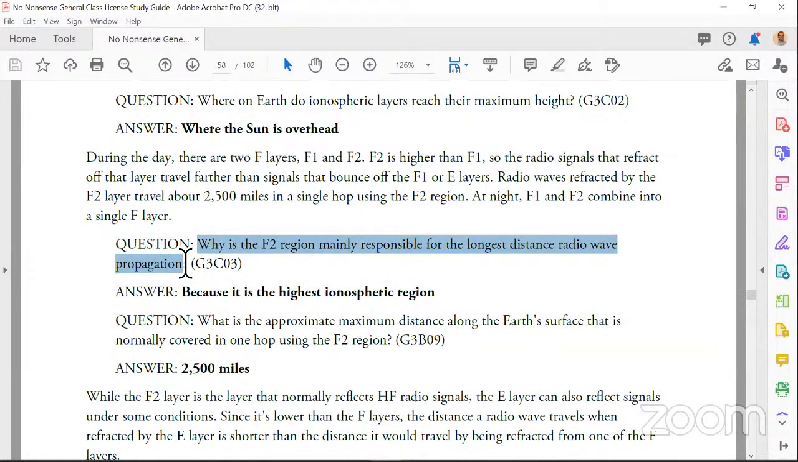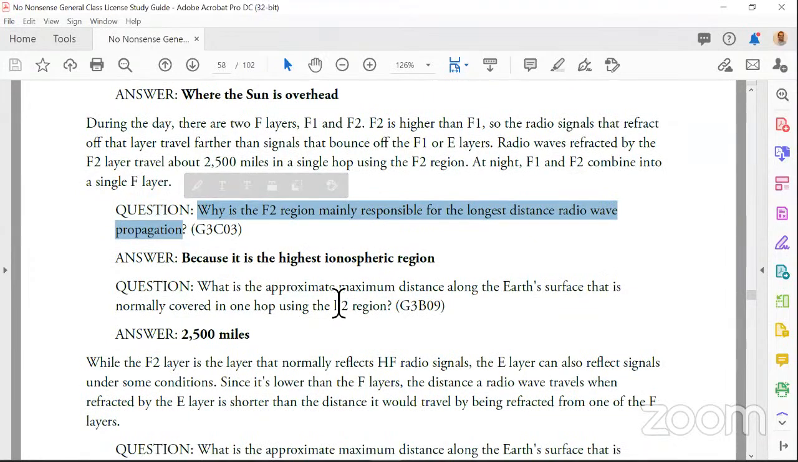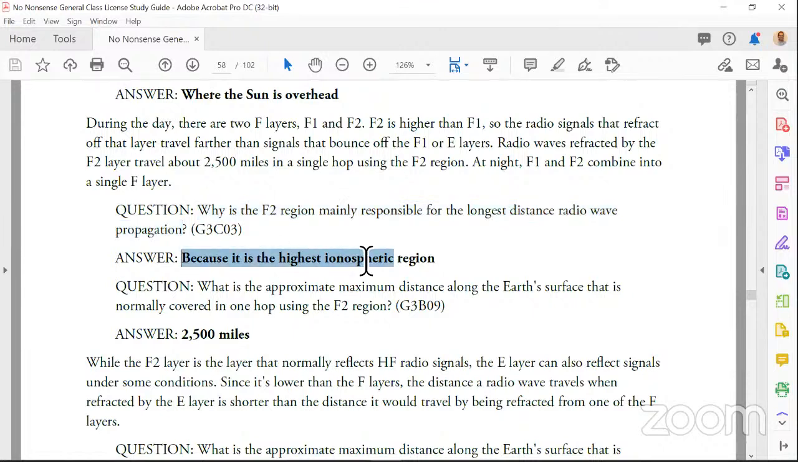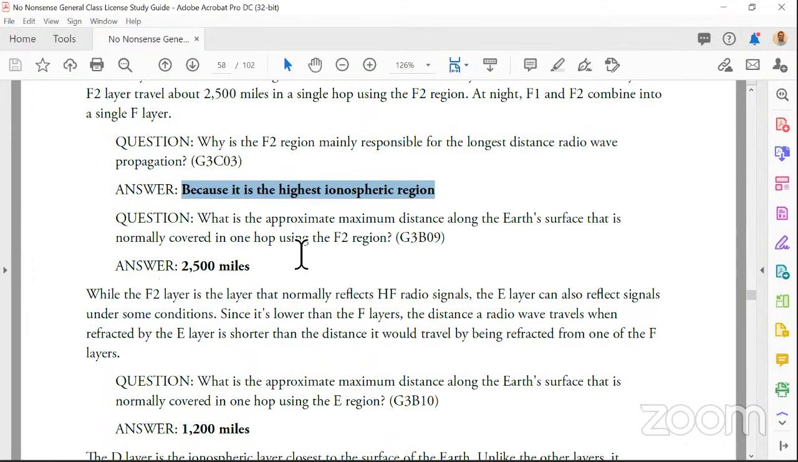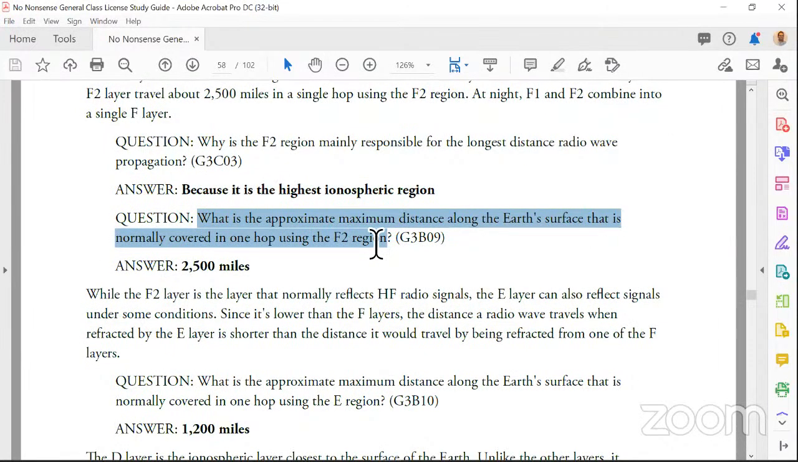Next question. Why is the F2 region mainly responsible for the longest distance radio wave propagations? Remember, we had the D layer, the E layer, and the F layer, and sometimes the F layer is in two, the F1 and F2, and we had it in that order of height. Well, the F2 layer, of course, is the highest region, and we showed a diagram that showed that because our signal is bouncing off of the highest layer, it travels the farthest. And that is the answer: because it is the highest ionospheric region. That's why the F2 causes your signal to go very far. Now, the next question will tell you just how far it can go.